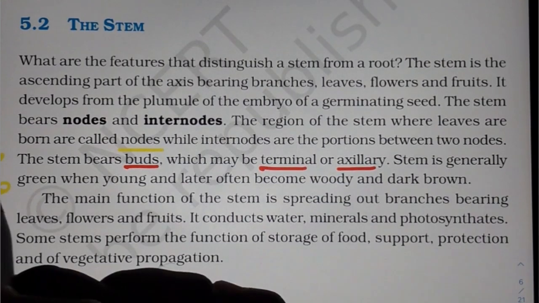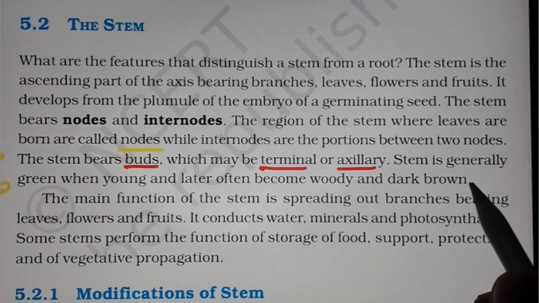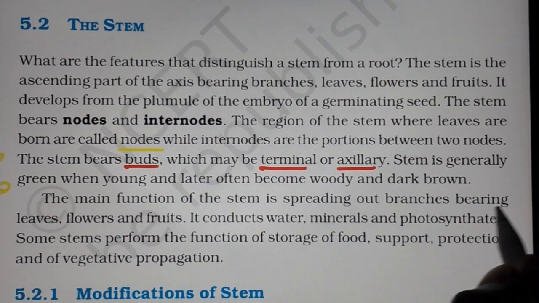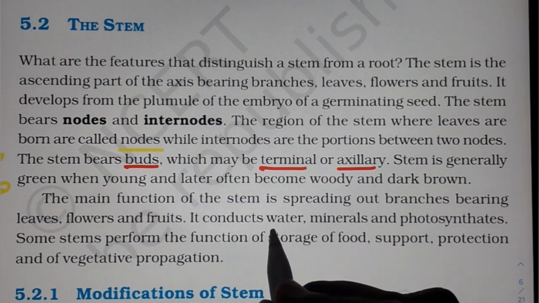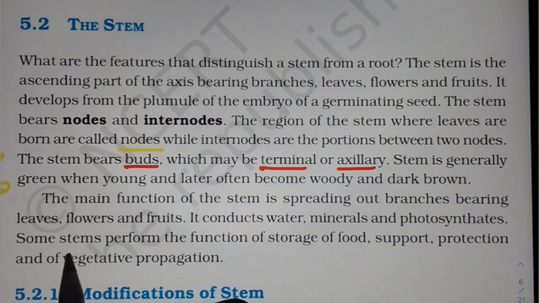Stem is generally green when young and later often becomes woody and dark brown. The main function of the stem is spreading out branches, bearing leaves, fruits and flowers. It conducts water and minerals, and performs photosynthesis. Some stems perform the function of storage of food, support, protection, and vegetative propagation.